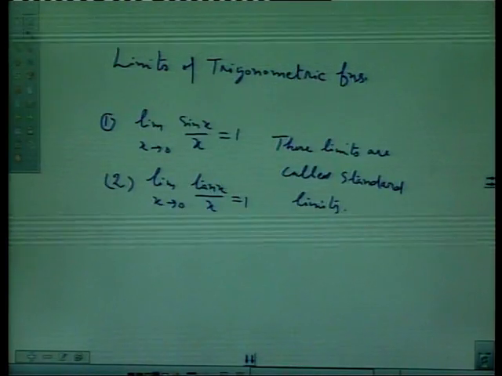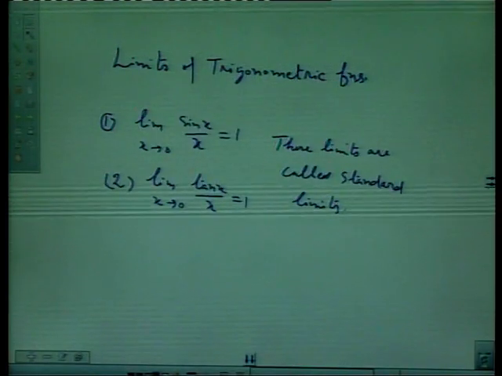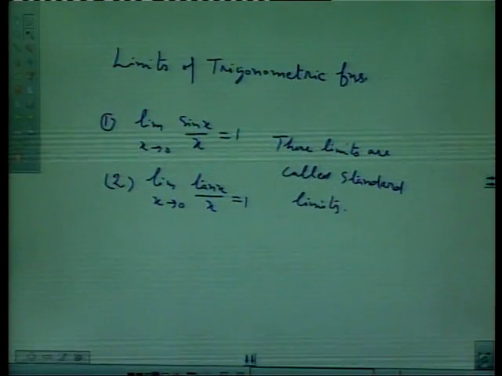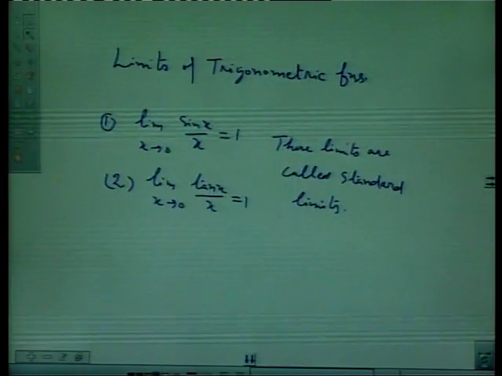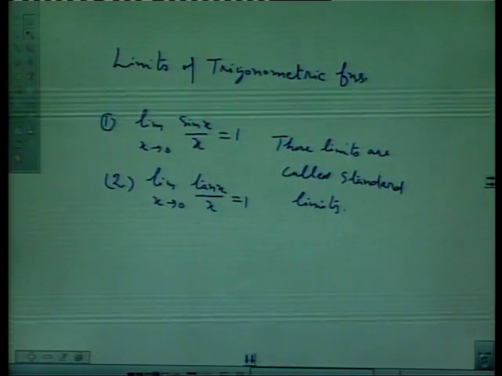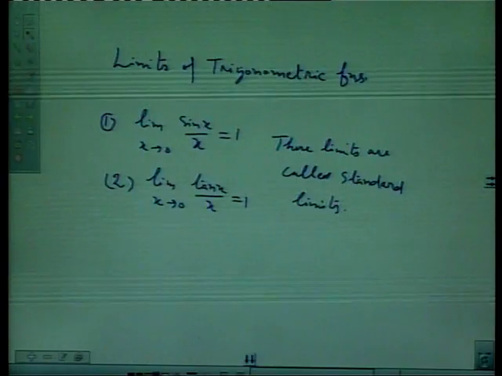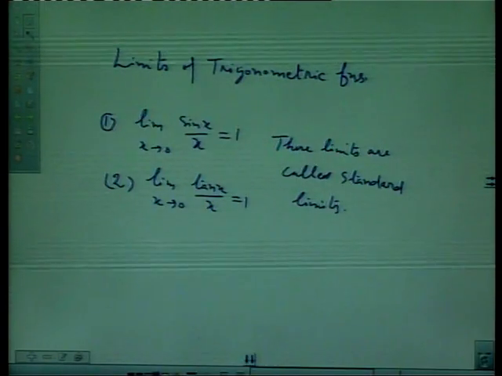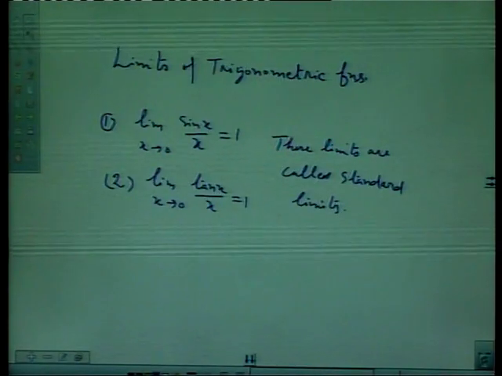It can be slightly greater than 0, slightly smaller than 0, but it is not exactly equal to 0. So, in this case we have written two limits. These two limits are called standard limits.